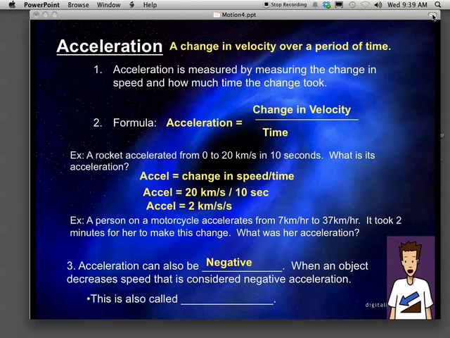All right. Acceleration can be negative. What does that mean? Decreasing speed. Its speed is getting smaller, slowing down. Negative acceleration is sometimes called deceleration.